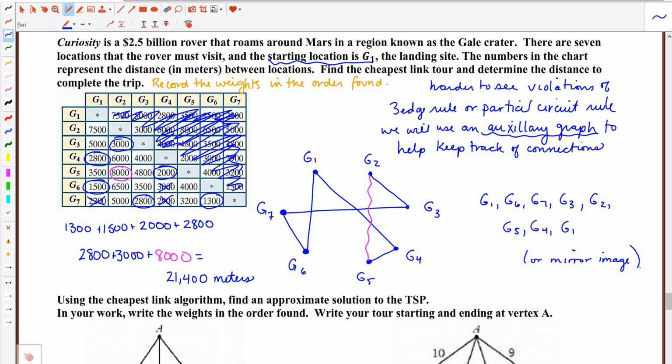So there's an example of running the cheapest link algorithm from weights recorded in a table. We're going to use this auxiliary graph to keep track of whether or not we have violations of the 3-edge or partial circuit rule. And then we would just use that to also see, when I need to close my circuit, what edge I would want to grab.